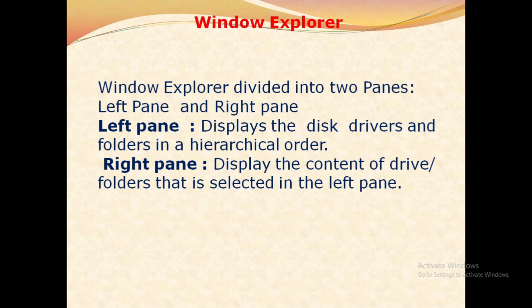I already told you that Windows Explorer is divided into two panes, the left pane and the right pane. The left pane displays the disk drives and folders in a hierarchical order. The right pane displays the content of a drive or folder. I already gave the example by sharing my screen, how to create a folder. And if I select it in the left pane, the content will be displayed in the right pane, that part I also explained to you.